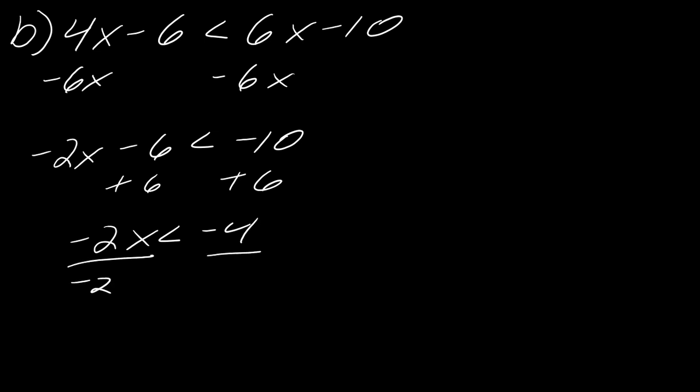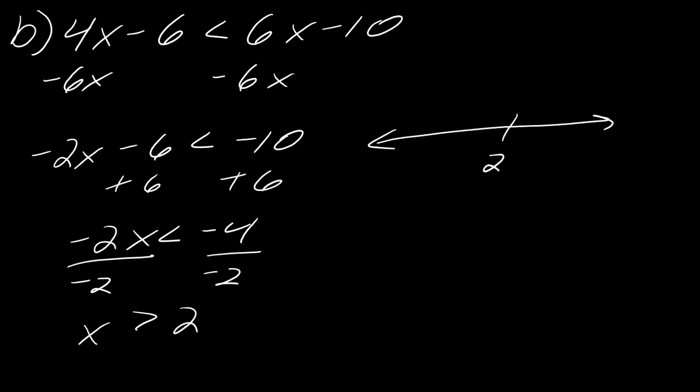And now notice in this case I'm dividing both sides by a negative number. So when I do that, I have to flip the direction of the inequality. And so now I can put that on the number line. So here's 2, here's 1, here's 3. So the greater than direction in this case would be this way.